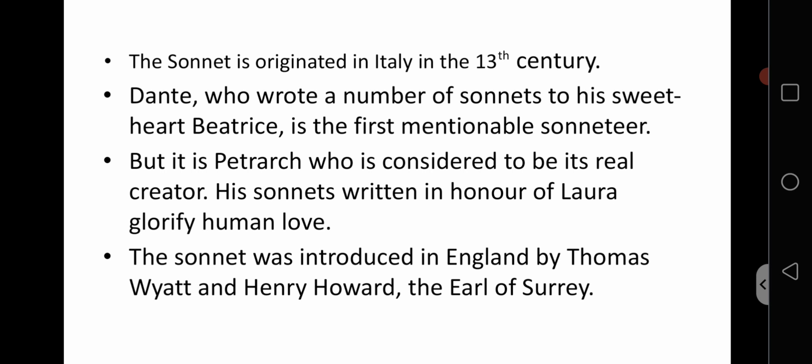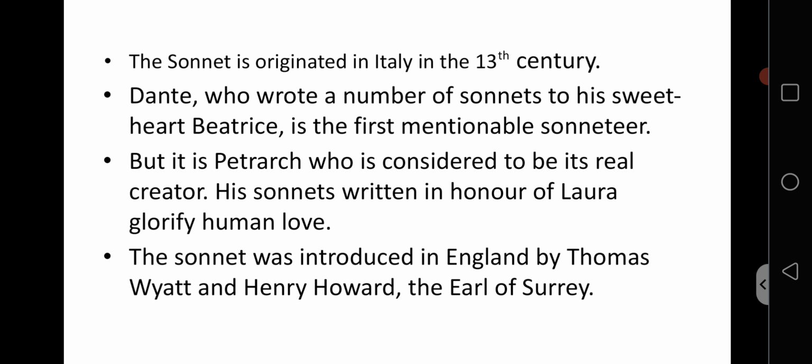Dante, who wrote a number of sonnets to his sweetheart Beatrice, is the first mentionable sonneteer. So the Italian poet Dante is supposed to be the first mentionable sonneteer. It is he who wrote sonnets to his sweetheart, to his beloved. Her name was Beatrice.